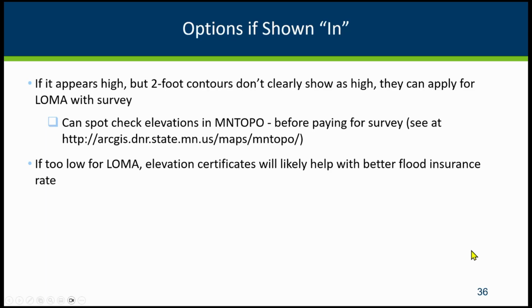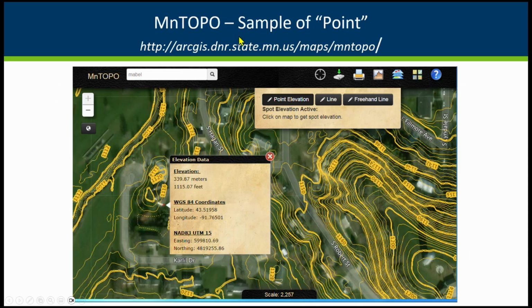If it appears high, you can go and check on our Mintopo site. Go to this little graph-looking thing, click it, you'll get this box option to do points or lines, and they can click around the building and see if it looks like it might be high enough to get a LOMA. And actually, even if you're not eligible for a LOMA, getting an elevation certificate, if you're required to get flood insurance, will help you get a better price.